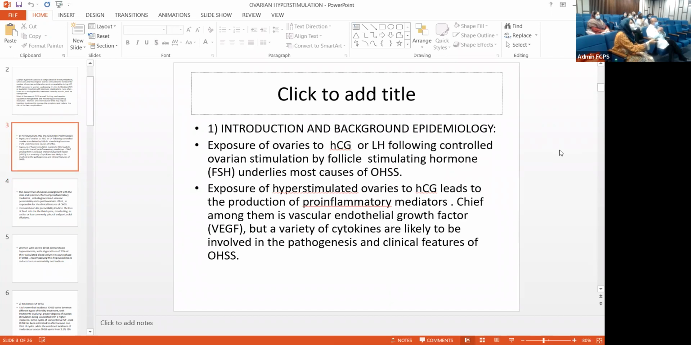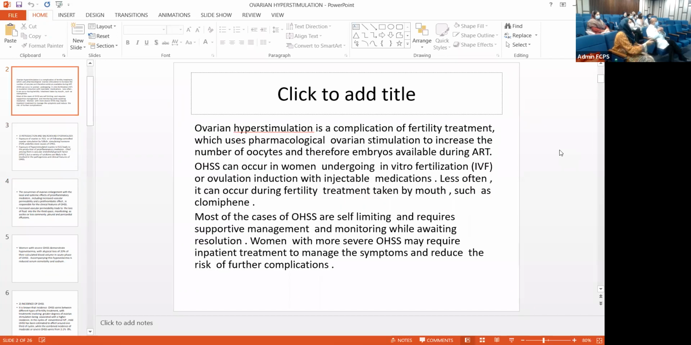Ovarian hyperstimulation is a complication of fertility treatment which uses pharmacological ovarian stimulation to increase the number of oocytes and therefore the number of embryos available during assisted reproductive techniques. OHSS can occur in women undergoing in vitro fertilization, IVF, or ovulation induction with injectable medications. Less often, it can occur during fertility treatment taken by mouth, such as clomiphene.